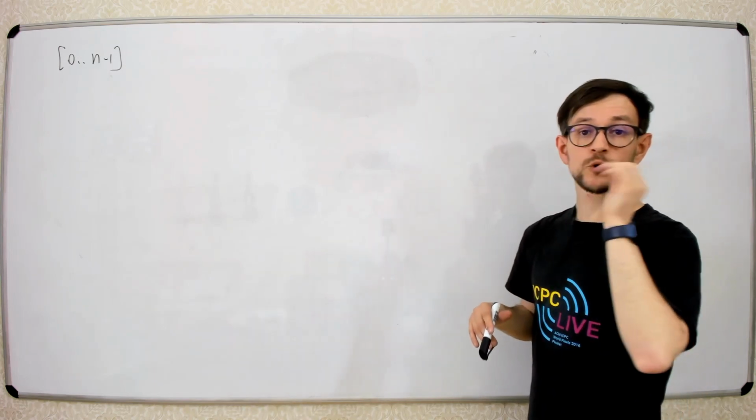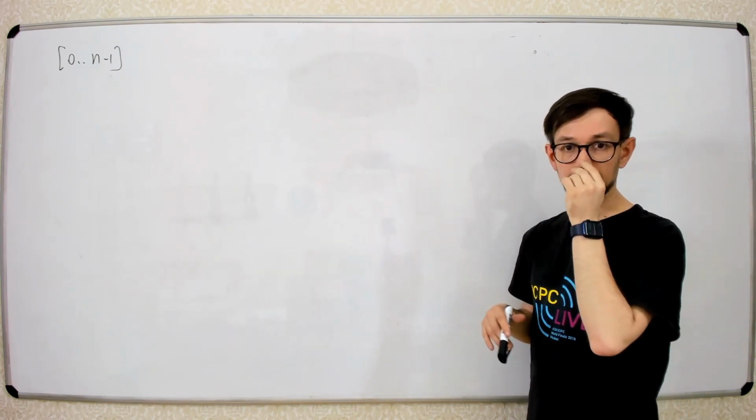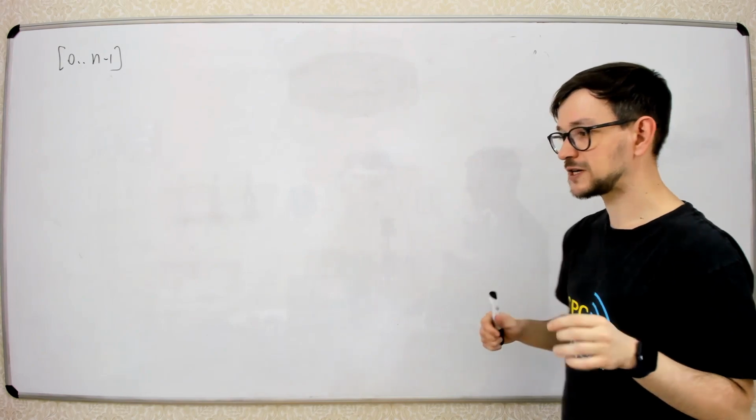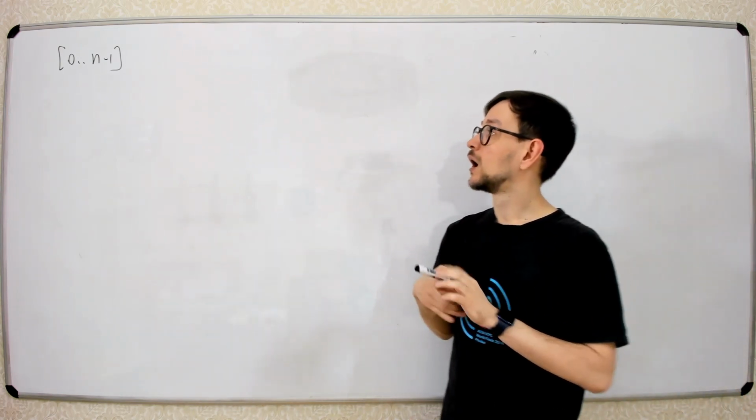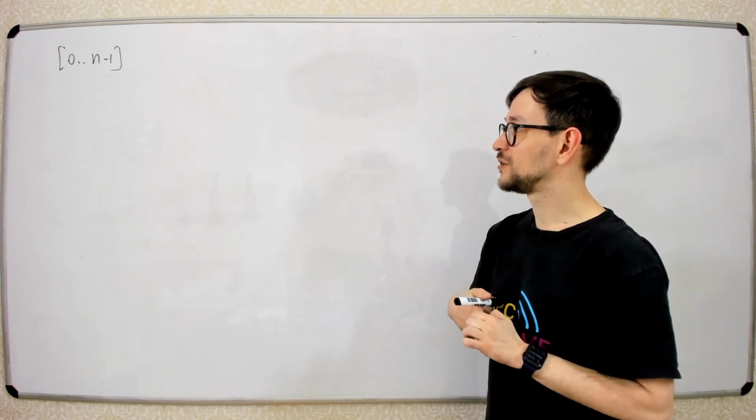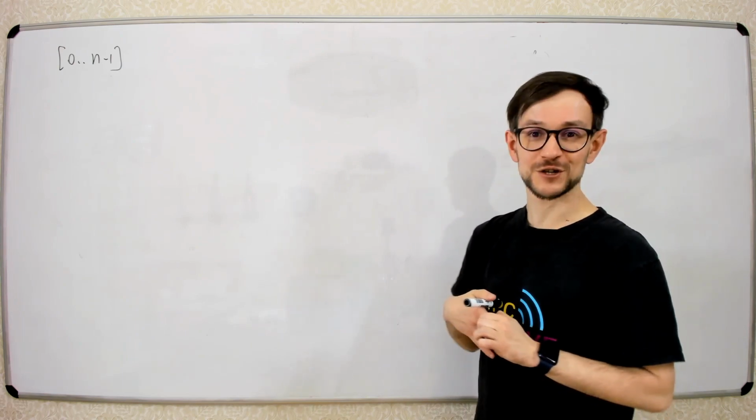Now, what if you have only numbers from 0 to n minus 1, and you want to make arithmetic operations only inside this small set of integers? I will not talk about finite fields. Okay, let's just stop here.